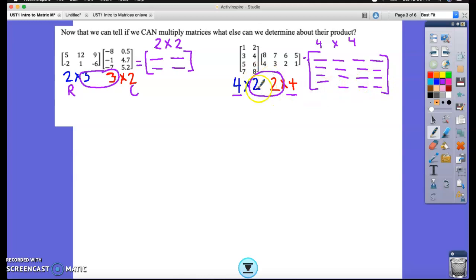Okay, so even though they're compatible and even though you look at their original size, their answer size is going to be the rows of the first and the columns of the second, which is why it's nice to do this before we actually do the multiplying, so you know how much to expect math-wise.